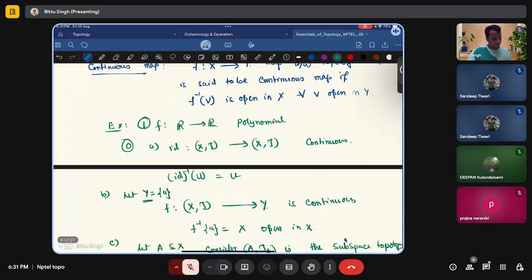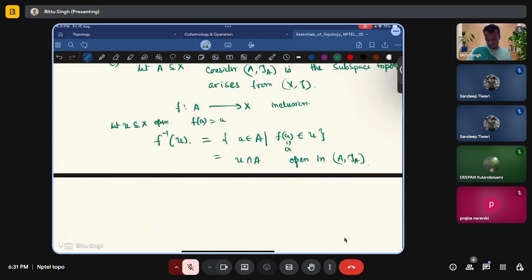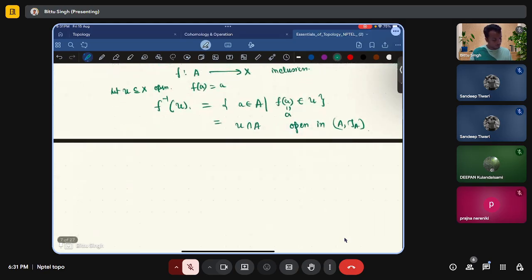So those are few examples. Let us consider another example. Consider the identity map from (X, tau) to (X, tau dash). And also assume tau dash is finer, tau dash containing tau. So tau dash is finer topology.